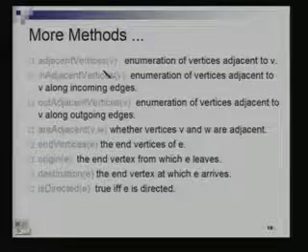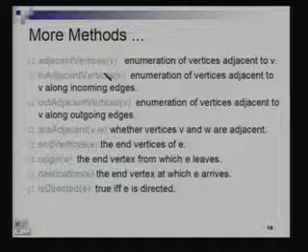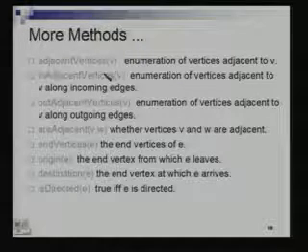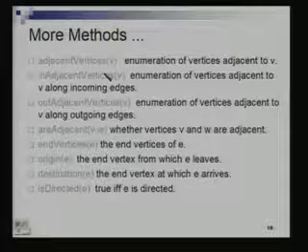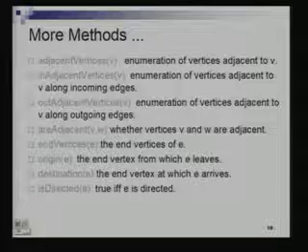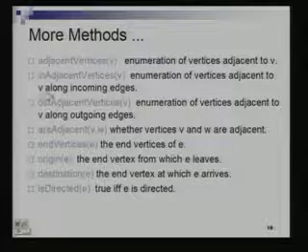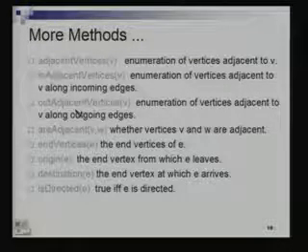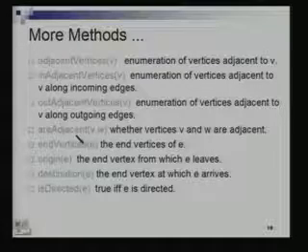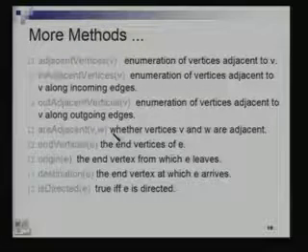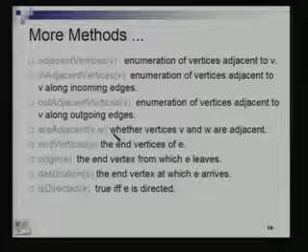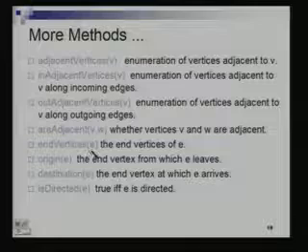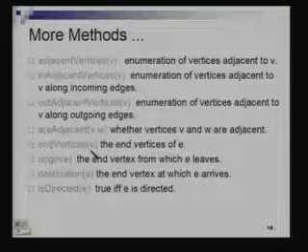Similarly, I could have adjacent vertices. Adjacent vertices would be a method which returns an iterator over all the vertices which are adjacent to this particular vertex. This would be for an undirected graph. For a directed graph, you could similarly have a notion of in-adjacent and out-adjacent vertices. Then you could have a method, are adjacent, whether two vertices V and W are adjacent or not, which would return a Boolean value. End vertices, given an edge, will return the two endpoints of that edge.